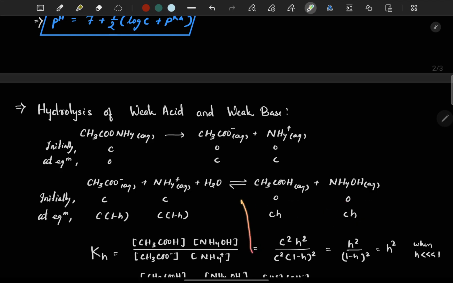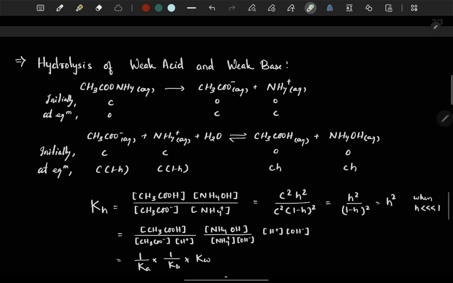So again using this equilibrium constant, we write Kh is equal to concentration of CH3COOH into concentration of NH4OH divided by concentration of acetate ion into concentration of ammonium ion. Again putting the values, C squared h squared divided by C squared (1 minus h) squared. But we know our h is very much less than 1, so 1 minus h is nearly equal to 1. So putting this as 1, this will be h squared.